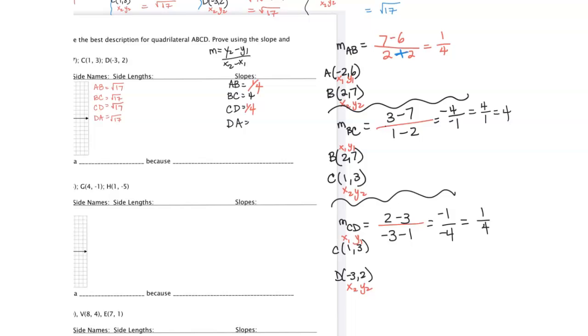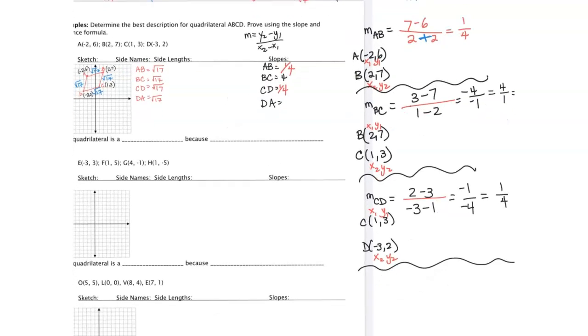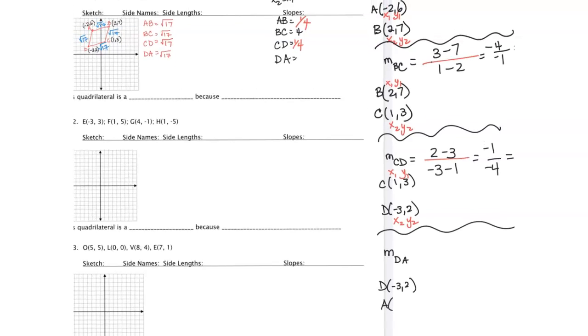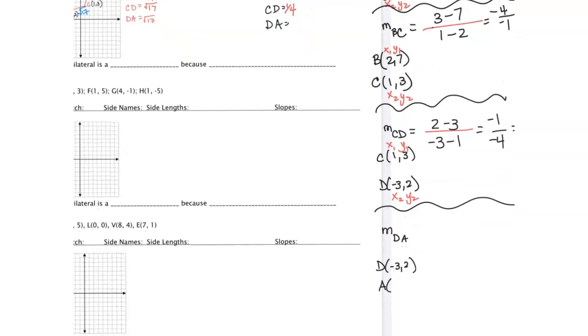Okay, so then we have our very last one to calculate, and our last one to calculate will be the slope of DA. So first off, noting that D is the point (-3, 2) and A is the point (-2, 6).